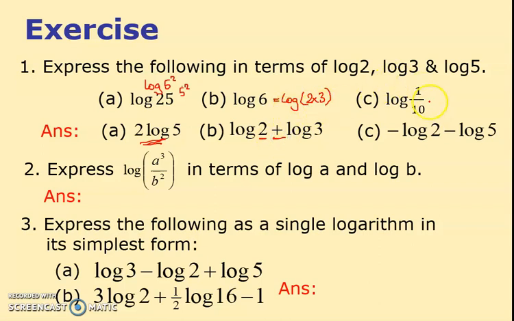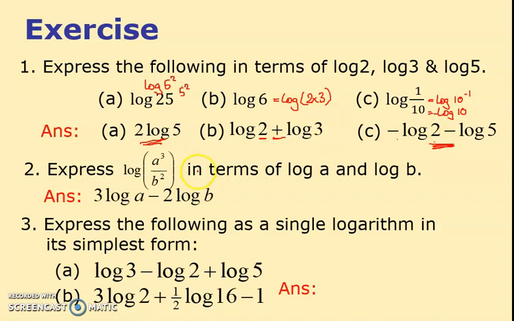So I like that. And, well, this is log of 10 to the minus 1, which means I can bring it to the front, minus log 10. But 10 is the same as 2 times 5, which is why I've ended up with minus log 2 minus log 5. See if you can get that if you haven't got that yet. That's perhaps the trickiest one we've seen so far.